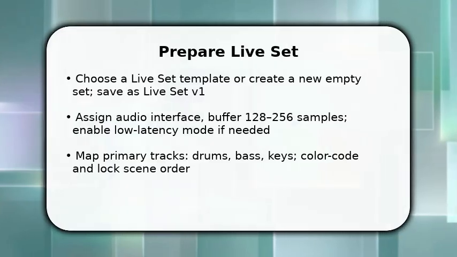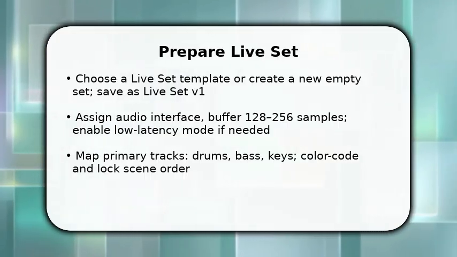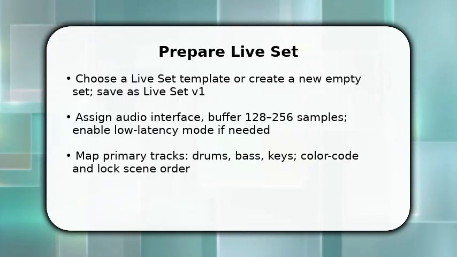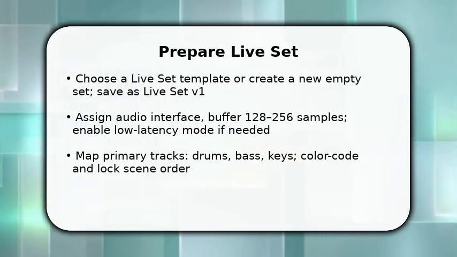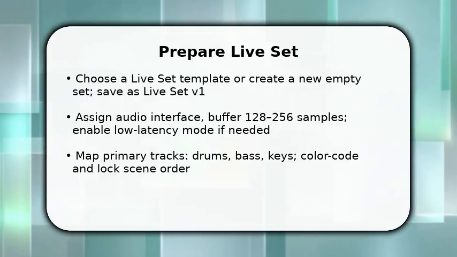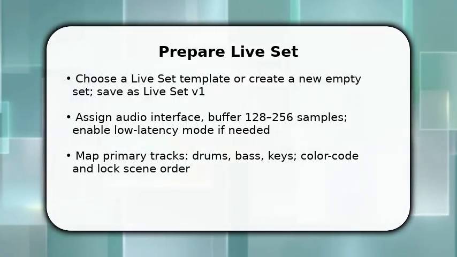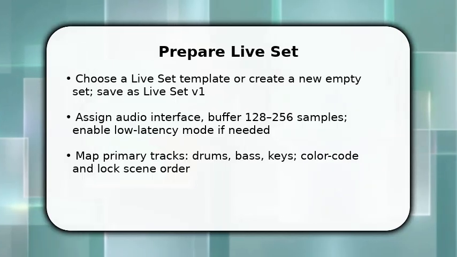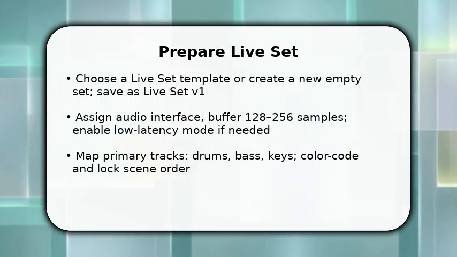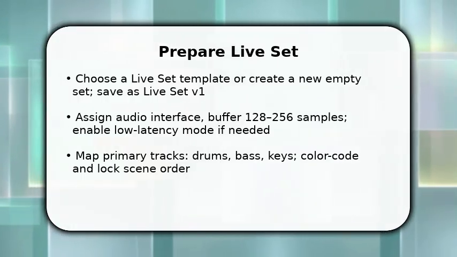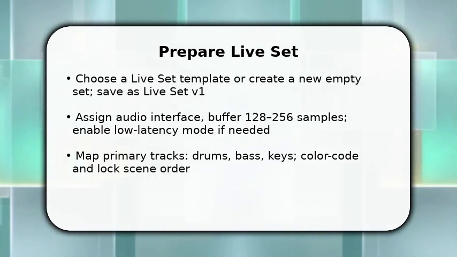You start by opening Logic Pro Live and loading a minimal live set so you control complexity. Connect and select your audio interface, set buffer to 128/256 samples for reliable monitoring, and enable low latency mode when tracking. Create and name core tracks, drums, bass, keys, and map inputs immediately so routing is consistent. Once done, color code tracks and lock your scene order. This gives you fast navigation on stage and prevents accidental scene moves during performance.